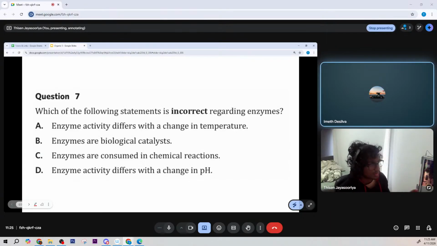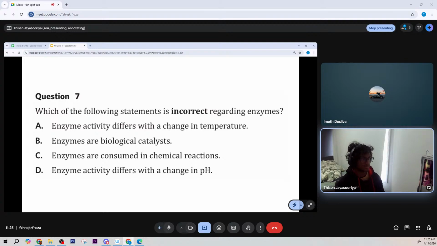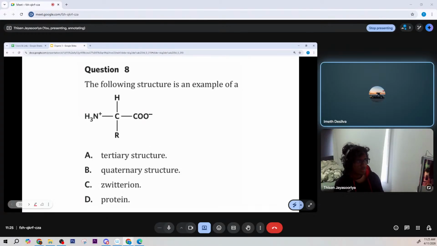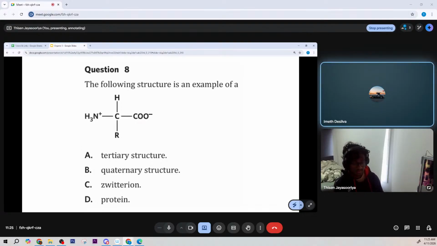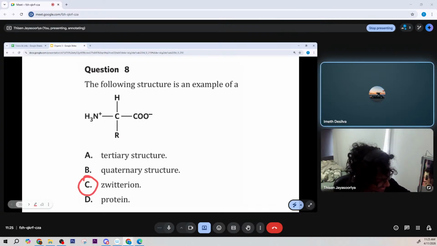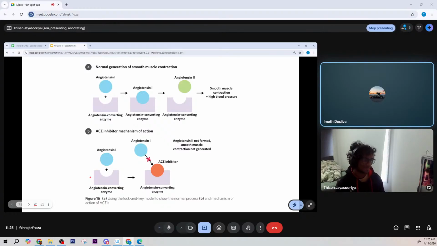Oh, okay. And then here, which one of the following statements is incorrect regarding enzymes? Enzyme activity differs with a temperature change. Enzymes are biological catalysts. Enzymes are consumed in reactions. Enzymes differ with a change of pH. C. Then, the following structure is an example of a tertiary structure, quaternary structure, or a protein. D? C. C.